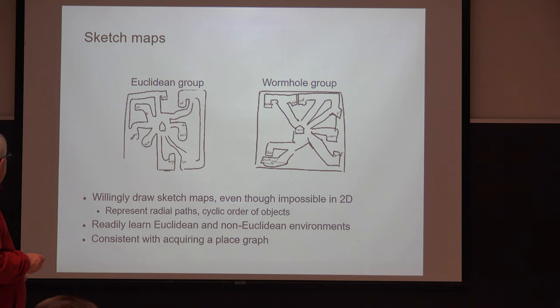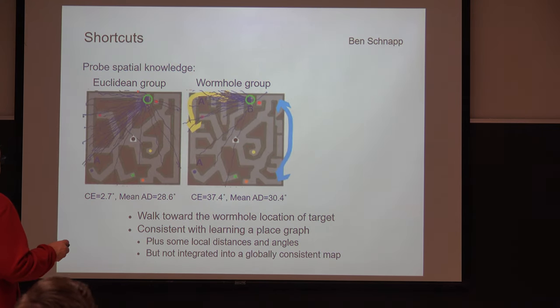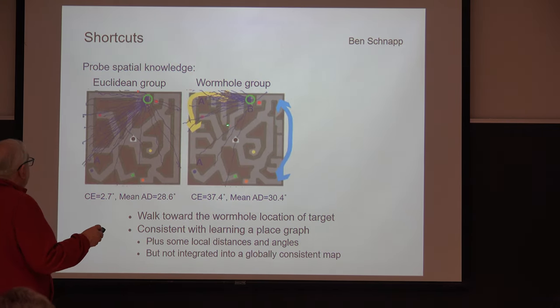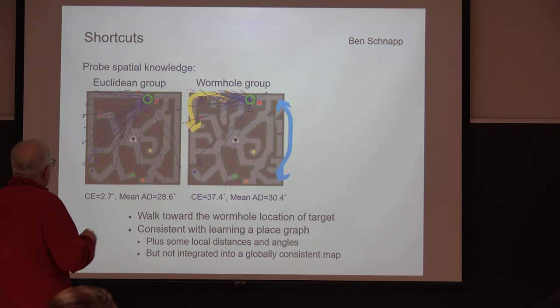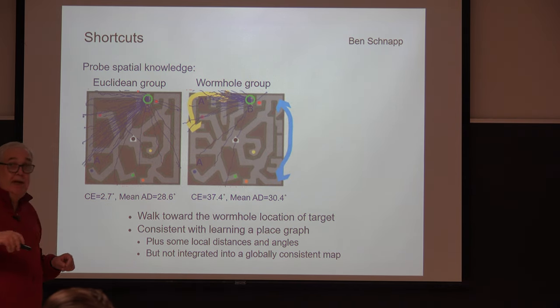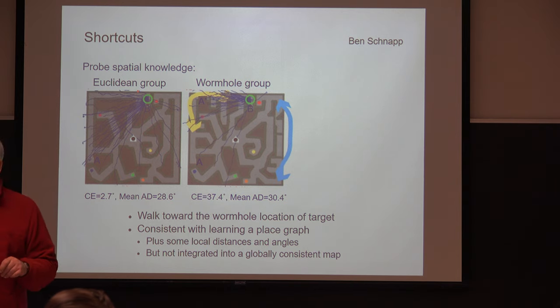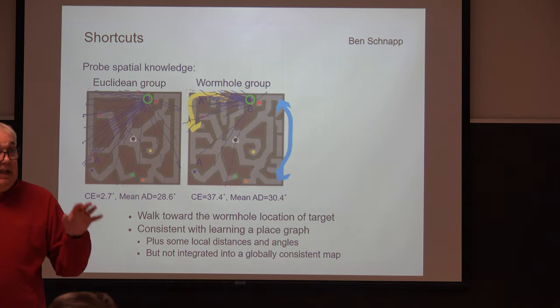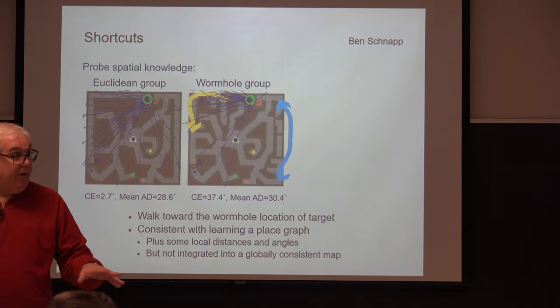And I think I have some data here. If the subjects are trying to get over here, they'll all go to the wormhole. If they're starting at position B, they always go to this position where they pass through the wormhole and then out. Without the wormhole, they exhibit very different behavior. So the moral of the story is, if there's a wormhole in the space, the subjects will use it.